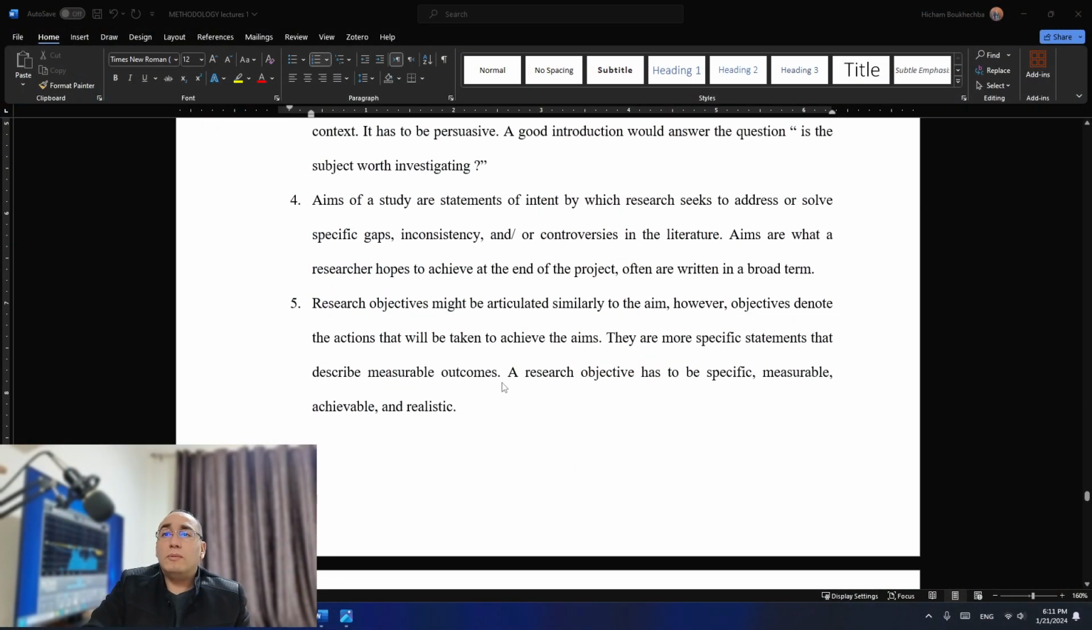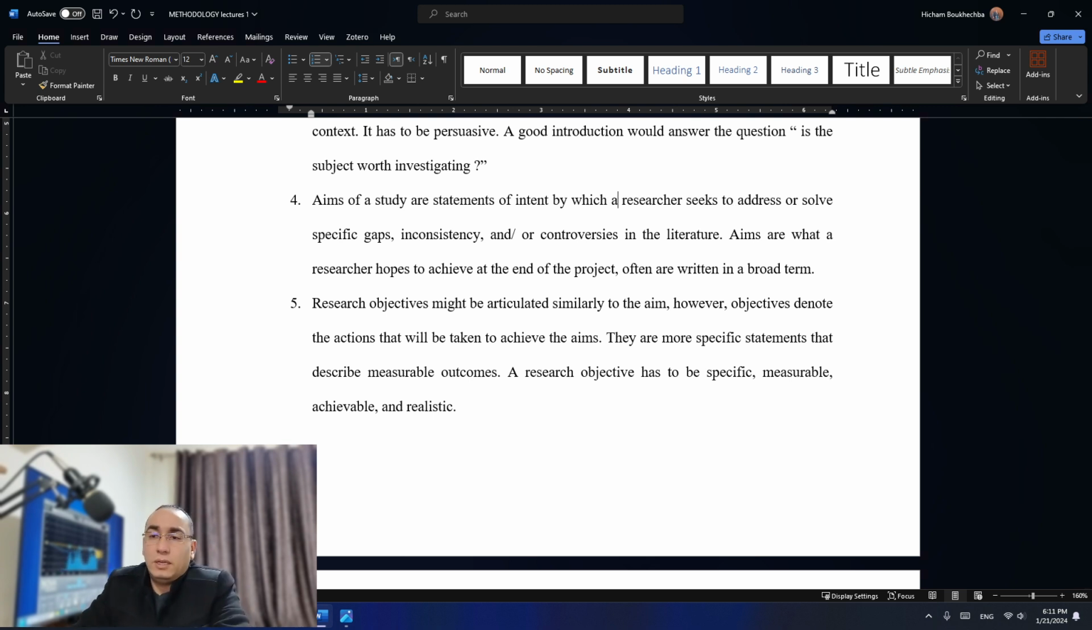Let's go to the aim of the study, which is considered so important. Aims of study are statements of intent by which a researcher seeks to address or solve specific gaps, inconsistencies, and/or controversies in the literature. Aims are what a researcher hopes to achieve at the end of the project, and are often written in broad terms. Now, let me give you a trick that I always use.